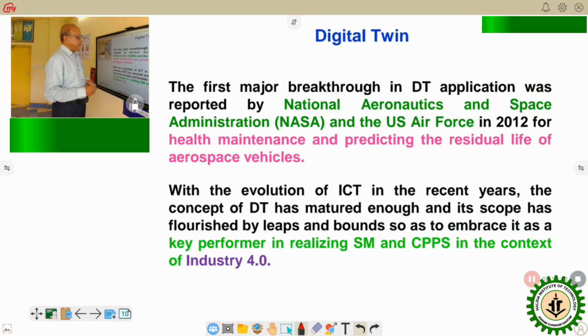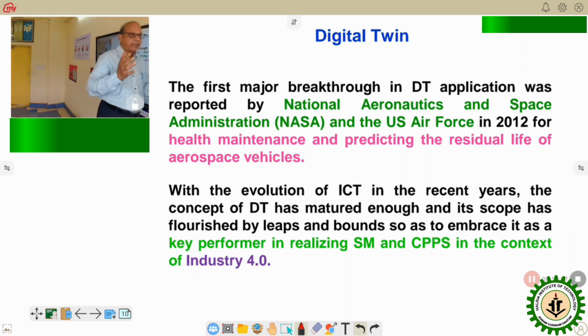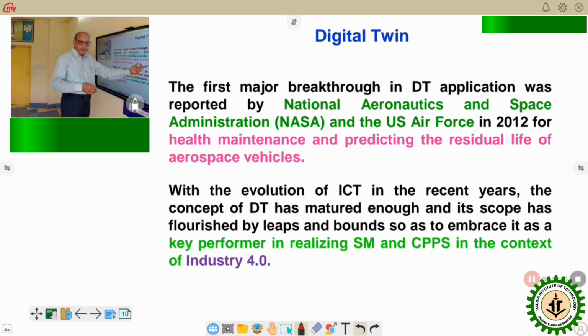Afterwards, the first major breakthrough in DT application was reported by NASA and the US Air Force in 2012 for health maintenance and predicting the residual life of aerospace vehicles. Afterwards, we will come to what the capabilities of the digital twin are. So predicting the residual life or the failure possibility of different key components is also one of the key capabilities of the digital twin.